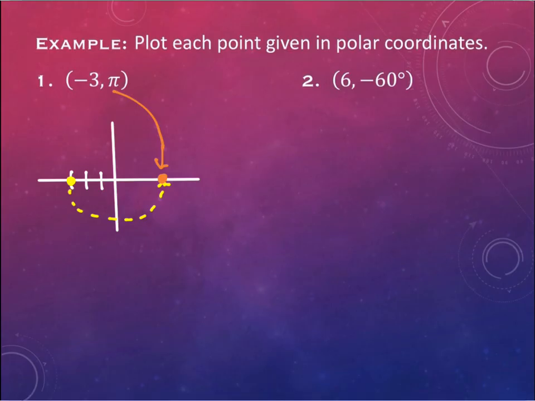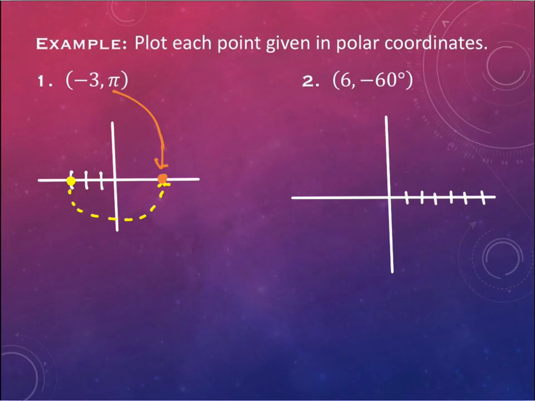So this one's giving me (6, -60 degrees). So they can give me radians or degrees. We're going to be working in between those and going back and forth. But it starts out with 6. So as I've got a positive 6 this time, I'm going to go to the right, instead of to the left. So I'm going to move out 6 over here. 1, 2, 3, 4, 5, and 6.